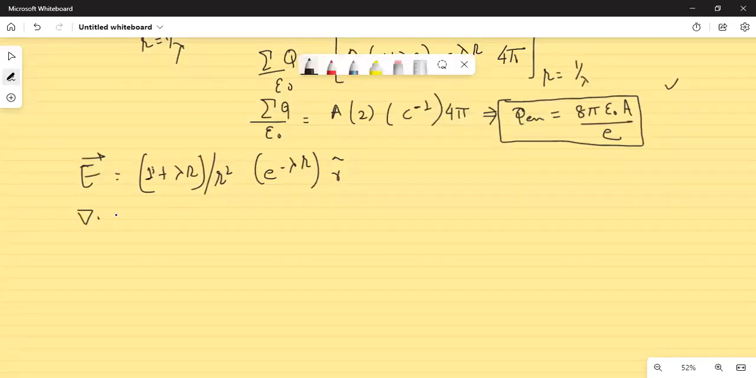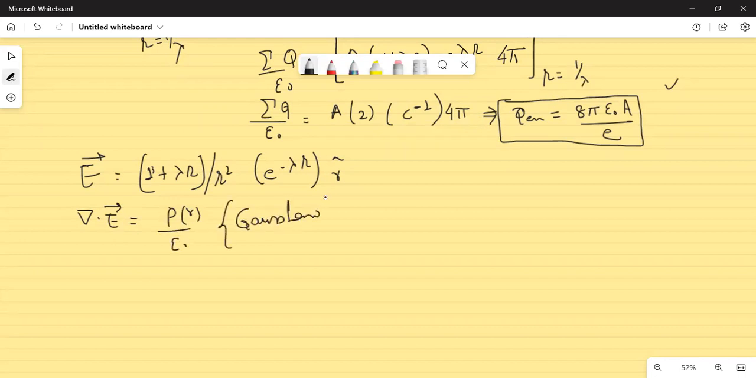So instead of doing all these things, one can do another thing, and that is to write del dot E vector. What will be del dot E vector? Let us write that. Del dot E vector is given by rho over epsilon naught, due to Gauss law.